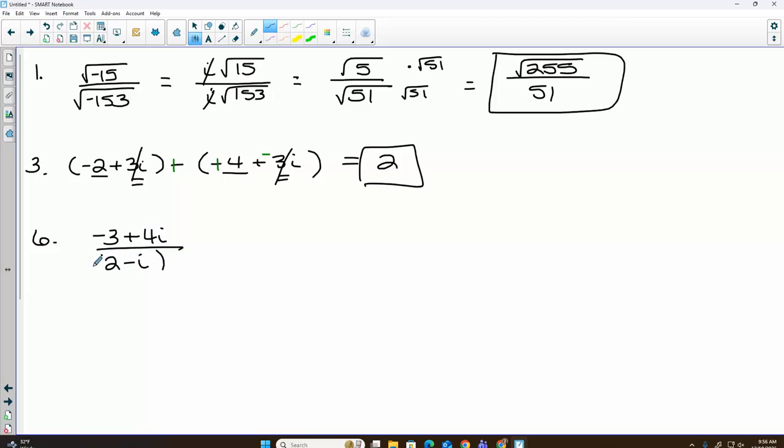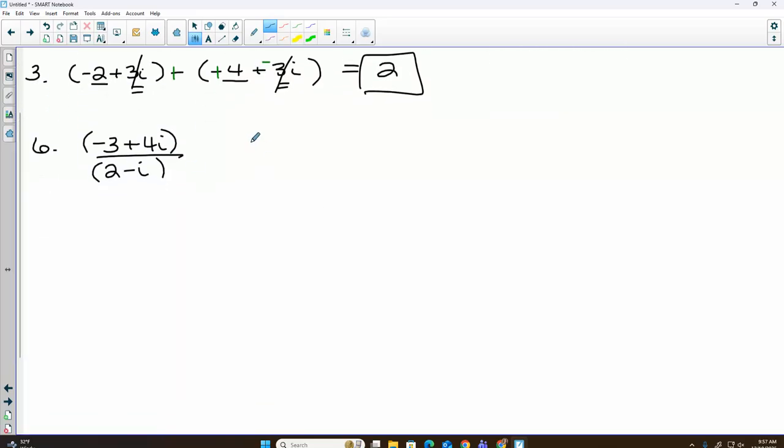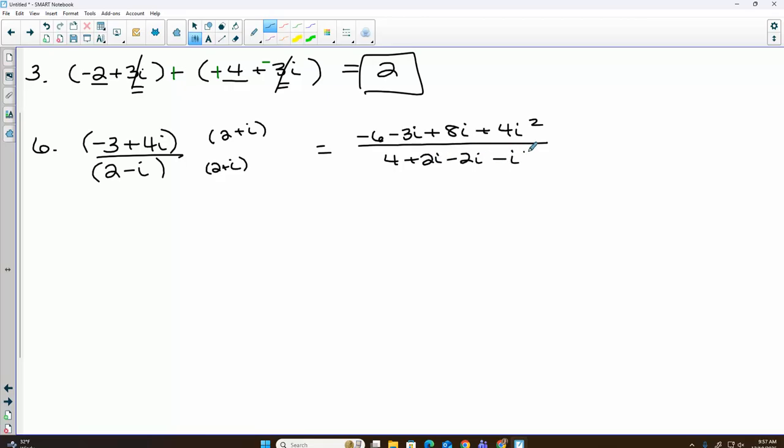This one, we cannot have an i in the denominator. So how do I get rid of that? Multiply by the conjugate, same thing but a different sign on the i. Then we have to FOIL. So we get negative 6 minus 3i plus 8i plus 4i squared. On the bottom we get 4 plus 2i minus 2i minus i squared.